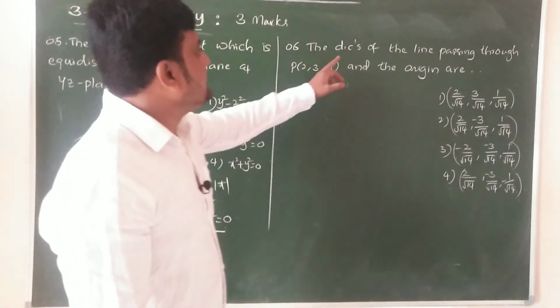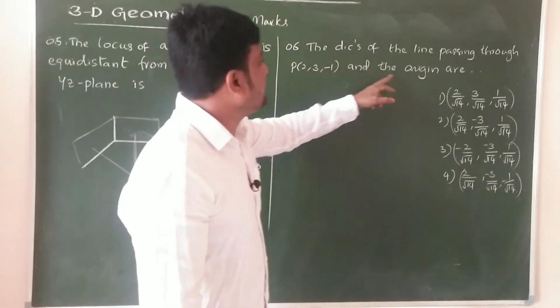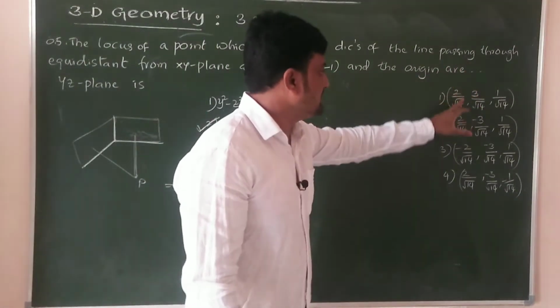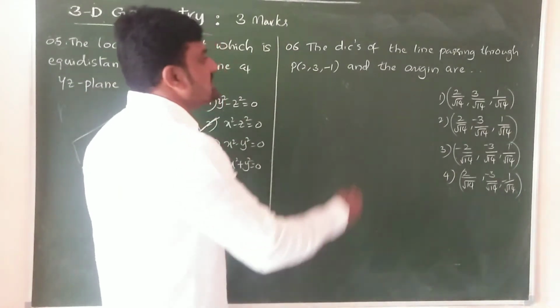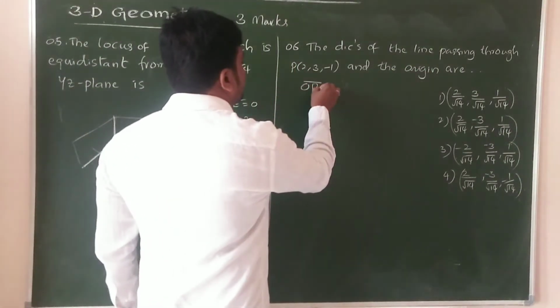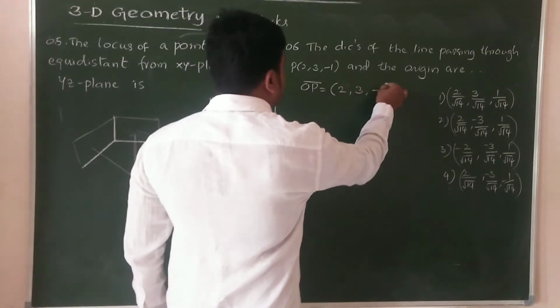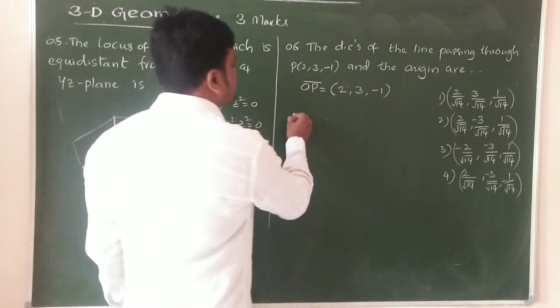Now the DCs of the line passing through P(2, 3, minus 1) and the origin is what? Simply, the origin is (0, 0, 0). Now the OP direction ratios are what? 2 minus 0, 3 minus 0, minus 1. Okay. Now direction cosines are what?